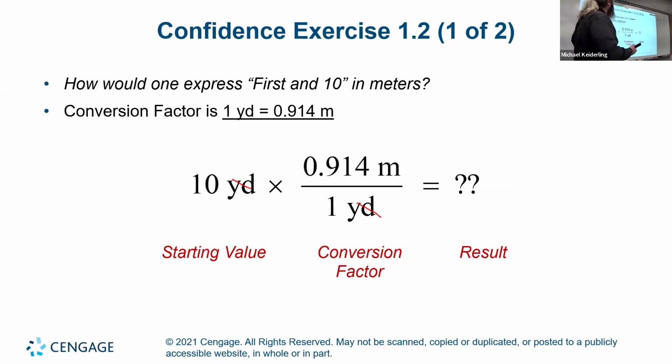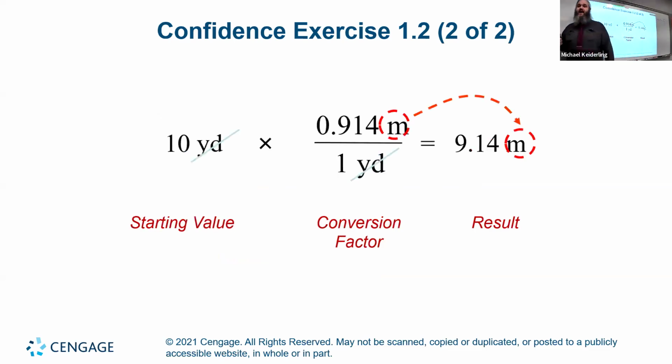Here's another example. How would you express a football field's 10 yards in meters? Well, what is 10 yards in meters? Well, 1 yard is 0.914 meters. It's a little bit less than 1 meter. So we start with 10 yards, and then we multiply by 0.914 meters divided by 1 yard, and get a result of 9.14 meters. So 10 yards times 0.914 meters per yard equals 9.14 meters.